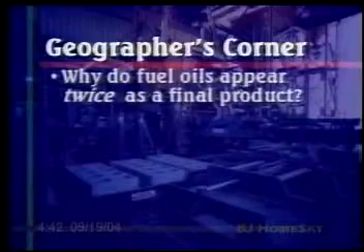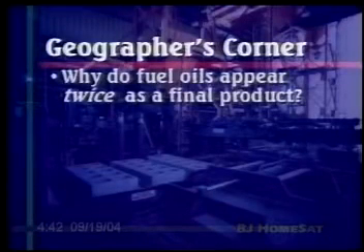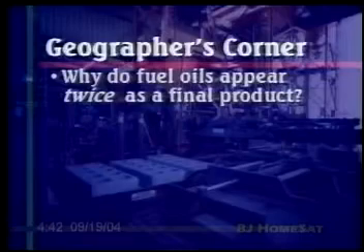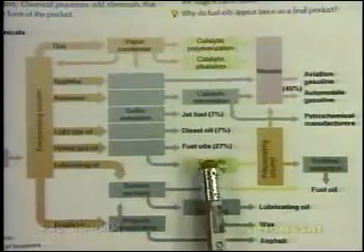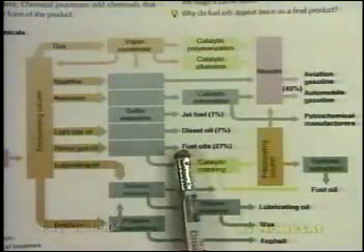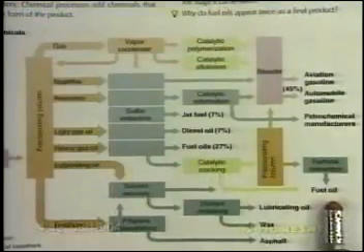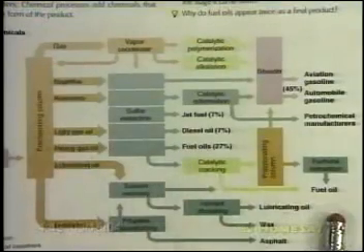Oh, we have one more question, our thought question. Why do fuel oils appear twice as a final product? And if you need to, you can pause the program if I've been rushing you too much. Okay, fuel oils, we see here 27%, and we also see here. It's basically just different processes used to get to the fuel oil. So you could say there's more than one way to skin a cat.